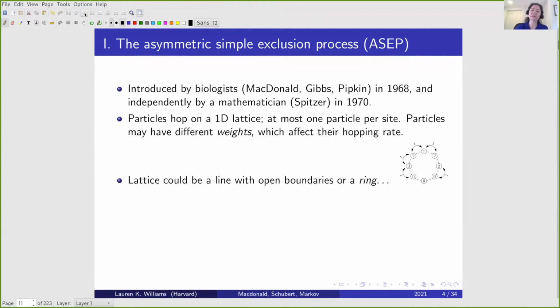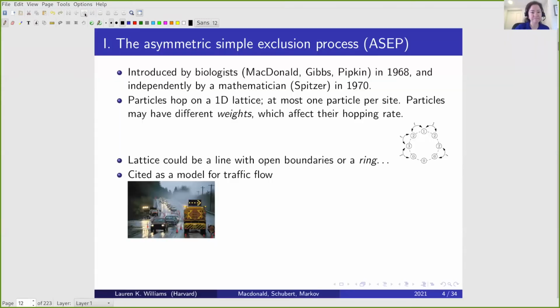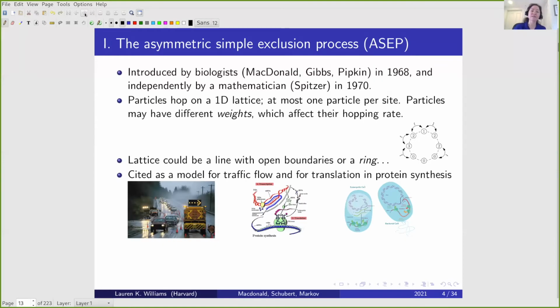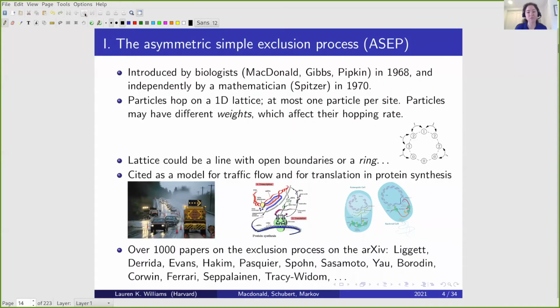So in this model, there's different choices for our lattice. The lattice could be a line with open boundaries, or it could be a ring. And it's this latter example that I'll mostly be talking about. And the ASEP has been cited as a model for traffic flow, sort of one lane of traffic. It's also been cited as a model for translation in protein synthesis. And quite a lot of people have studied it. This is a very incomplete list of names of mathematicians and physicists who have studied the exclusion process.